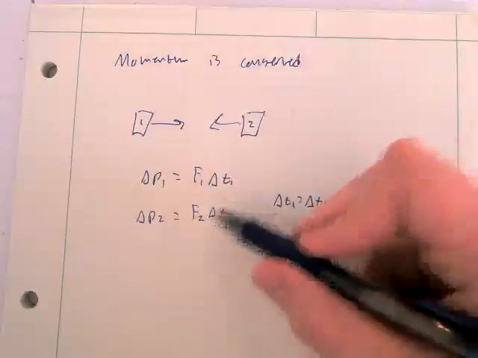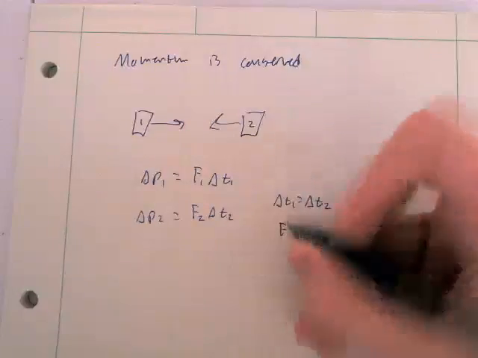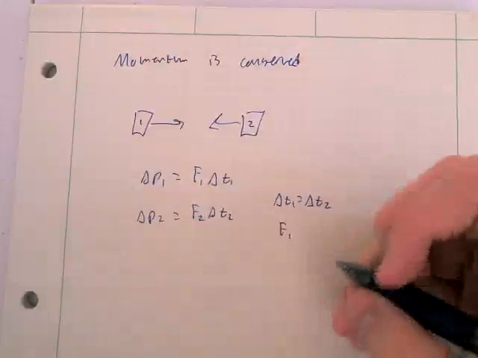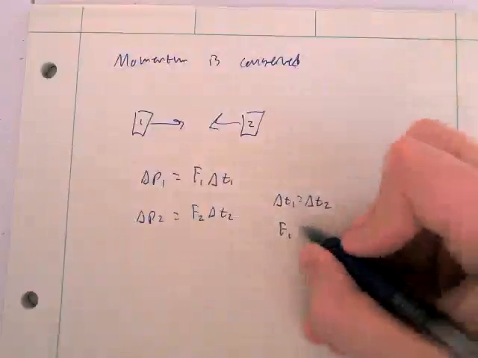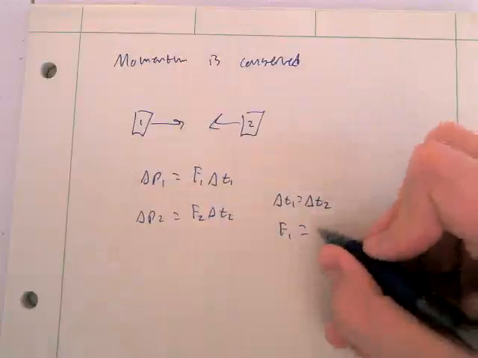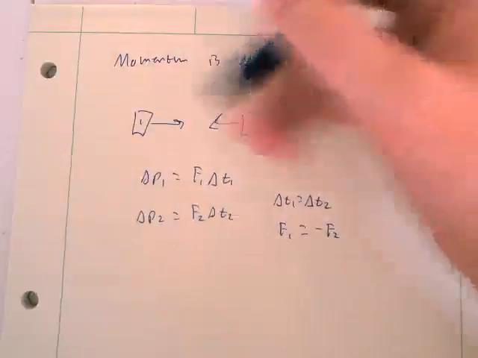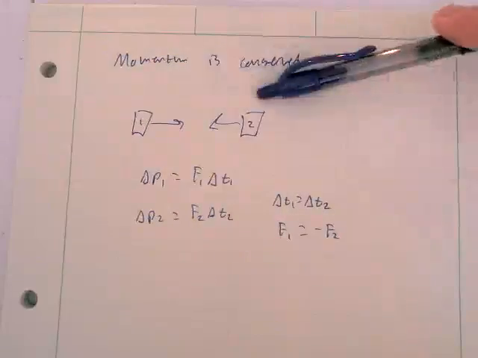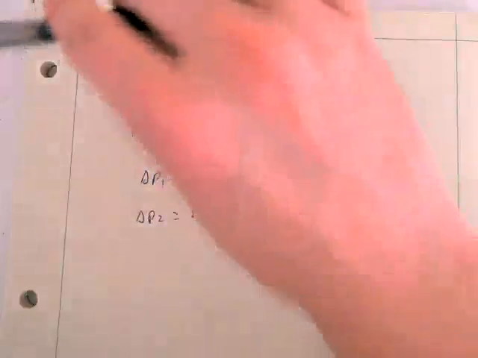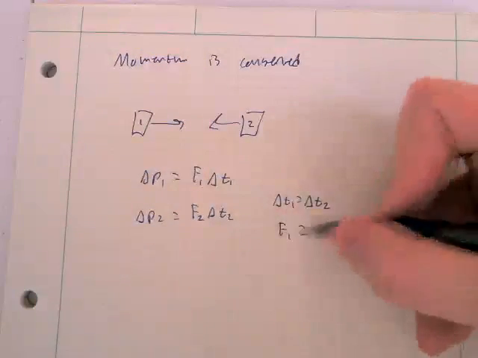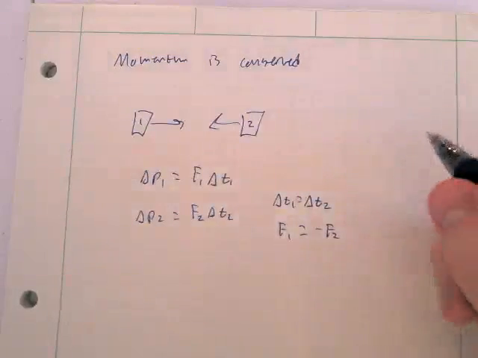The other thing we know about F1 and F2, from Newton's third law, is that if object 1 pushes on object 2, object 2 is going to push on object 1 with an equal in magnitude and opposite in direction force. So we know that F1 has to be equal to minus F2. This object is going to apply a force on 2 to the right, and object 2 is going to apply a force on object 1 to the left. The magnitude has to be the same and the direction is different.